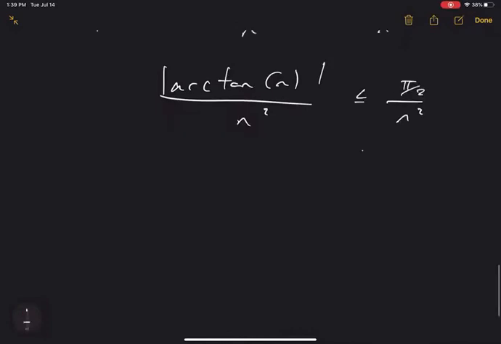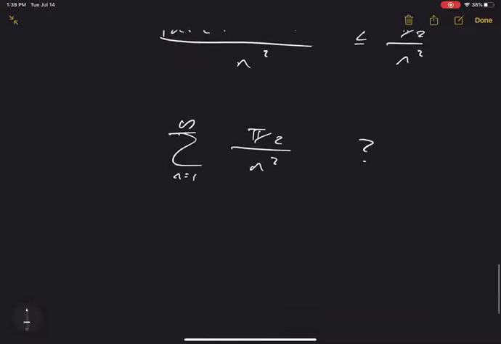Okay. So if this series converges, then by comparison test, this series will converge. The question is, does this series converge? Well, this is just a constant on top, so I can bring it outside. And then what I'm left with is just that p-series. And I know this converges by p-test.